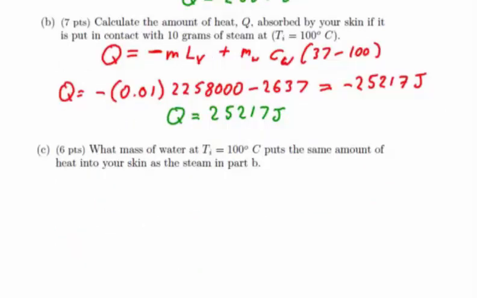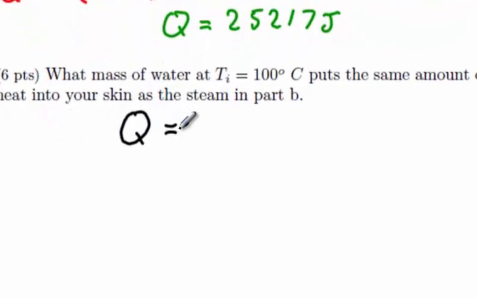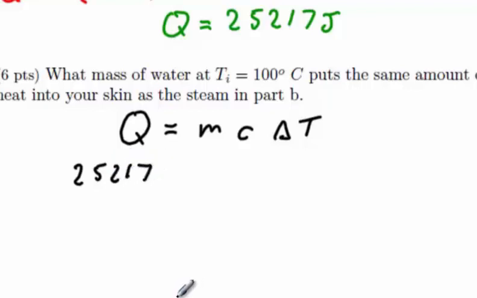Finally, in Part C, we're asked to calculate the mass of water required to deliver as much heat as those 10 grams of steam. Since we'll be dealing with water, we'll be staying within a single phase, and so we'll be able to use the MC delta T, or MCAT formula. We'll use the result from the previous part of 25,217 joules as the heat that leaves the water, making it a negative quantity.